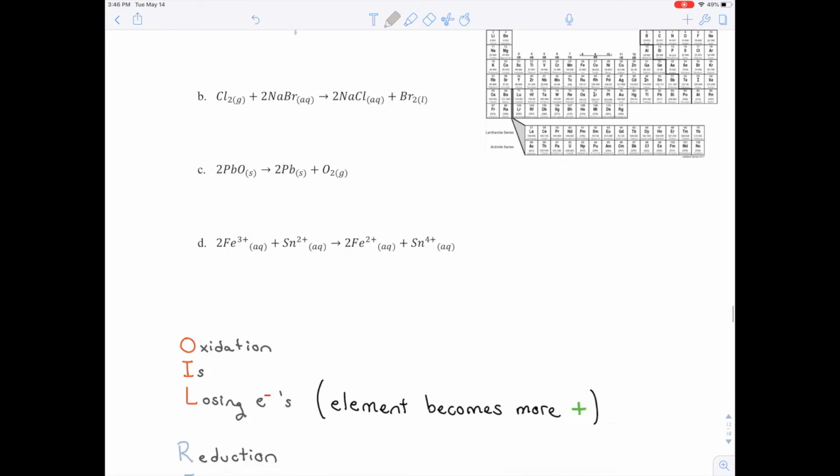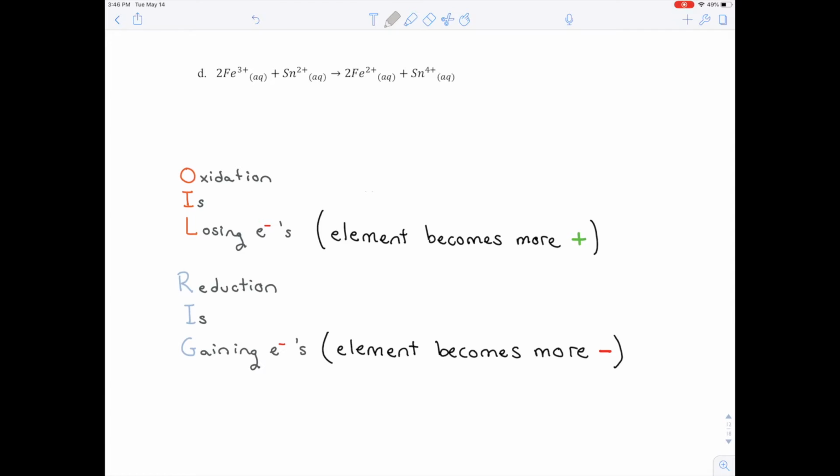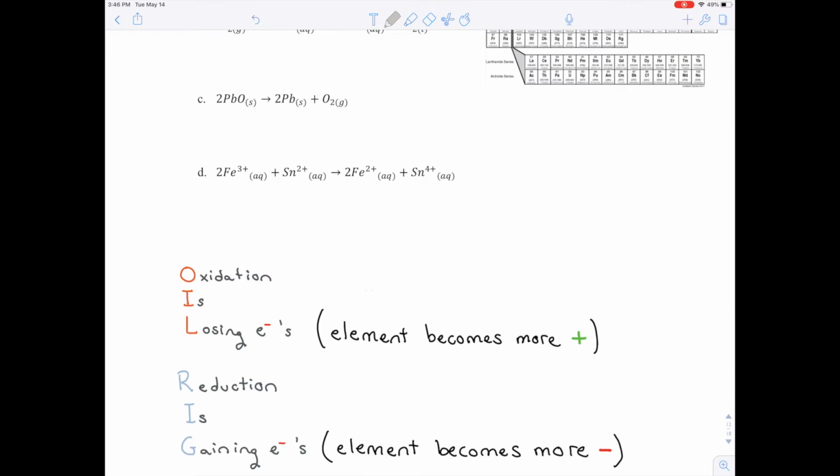You can remember what oxidation and reduction are through a little mnemonic device. It's called OIL RIG. The OIL stands for oxidation is losing electrons. Oxidation happens when you lose electrons. Losing is like a negative sign, and electrons have a negative charge, so it's like minus and minus. If you lose negative charge, the element actually becomes more positive. So if, as you go from the left of the arrow to the right of the arrow, the charge on an element becomes more positive, then it's oxidation.